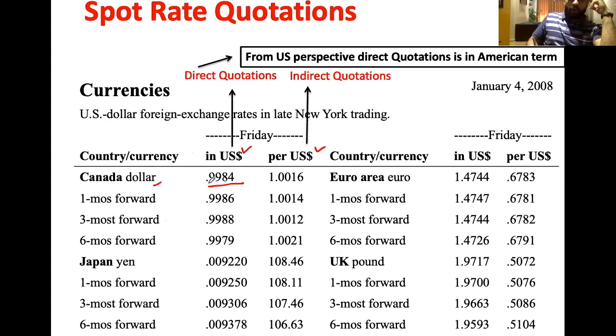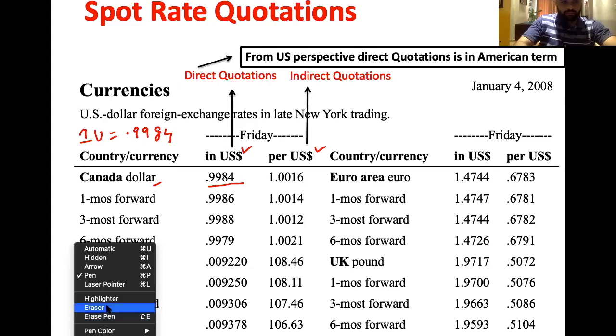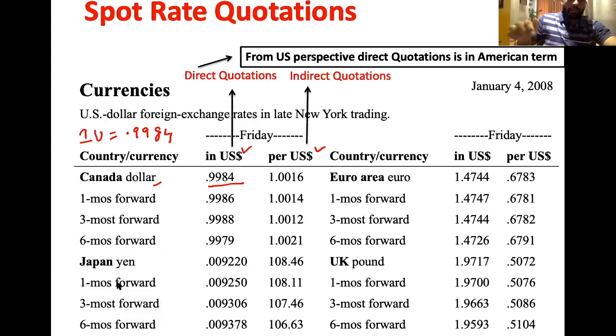Canadian dollar 0.9984. All right. So what does it mean? The value of one Canadian dollar equals to, no. The value of one USD equals 0.9984 dollars. That's the meaning of this. The value of one Canadian dollar equals 0.9984. That's the meaning of in USD.